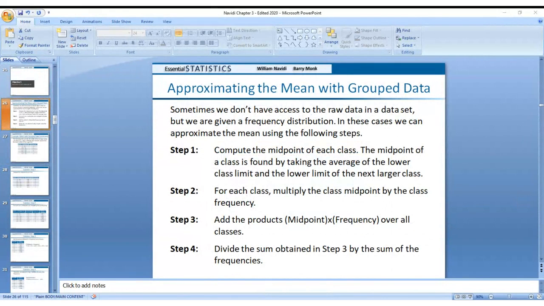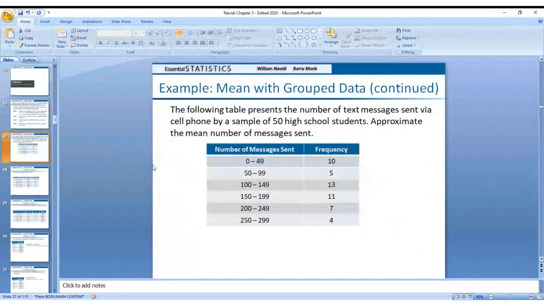Okay. All right. But the main thing is you. Let me go back and just look at this. This is a frequency distribution.